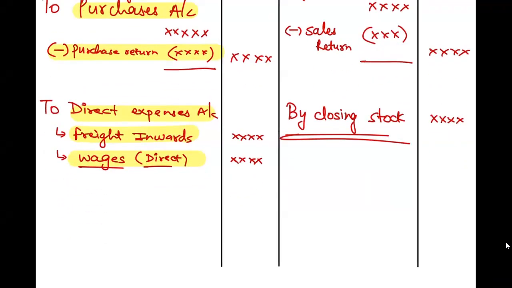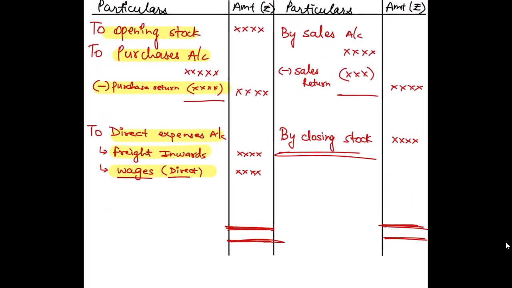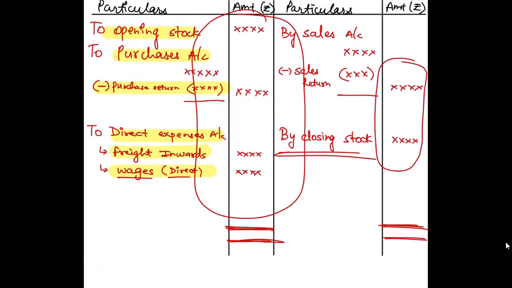OK, so now what will you do? We will do the totals. So these are all your expenses. On the right, the credit side, you have all your income, and on the left-hand side, you have the expenses.